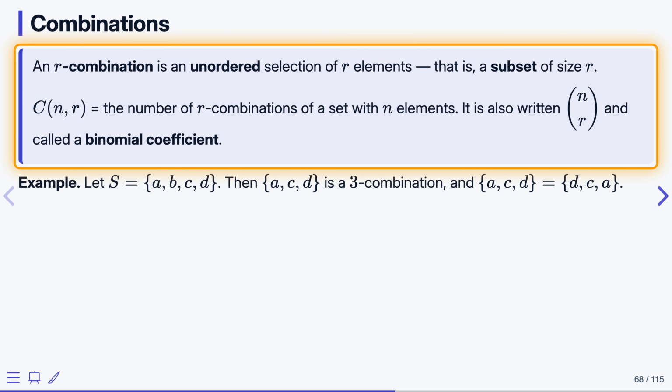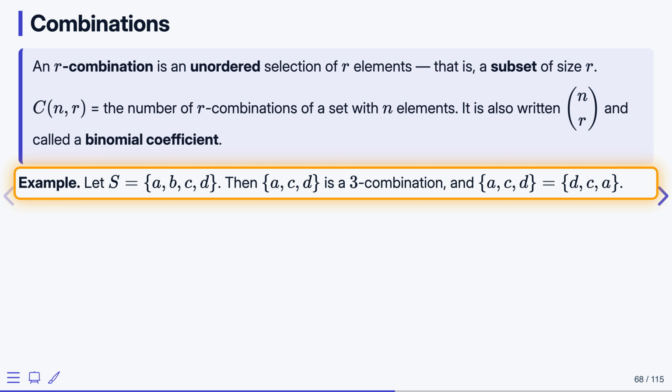Now we count selections where order does not matter. An r-combination is an unordered selection of r elements. In plain words, it is a subset of size r. We write C(n, r) for the number of r-combinations of a set with n elements. We also write it as n choose r, and we call it a binomial coefficient.